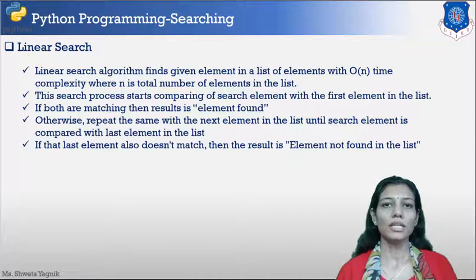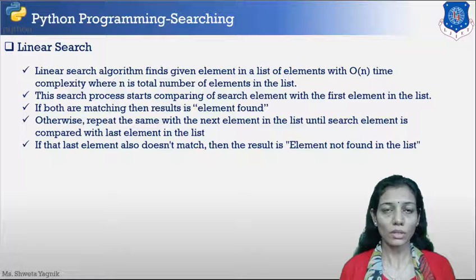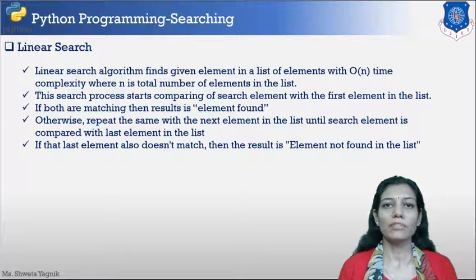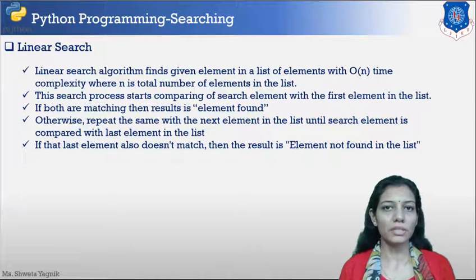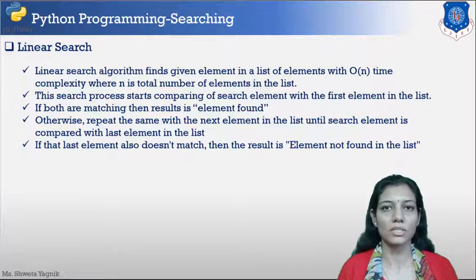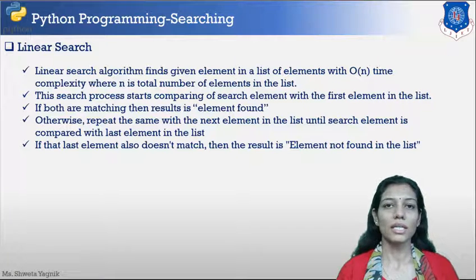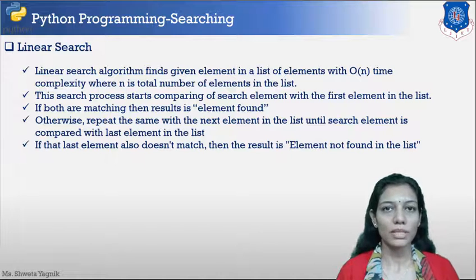So the technique being used in linear search is that a search element will be compared with elements of the list one by one. If the element is found at the first place, then its position will be returned. Otherwise, the next element of the list will be searched. So the total time complexity of the linear search will be O(n). Here it is Big O of n, that is an asymptotic notation. Here n is the total number of elements of the list.